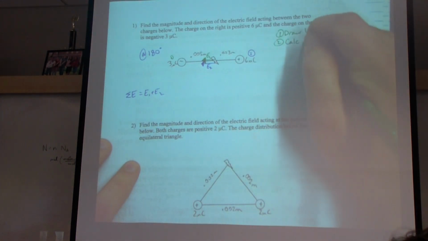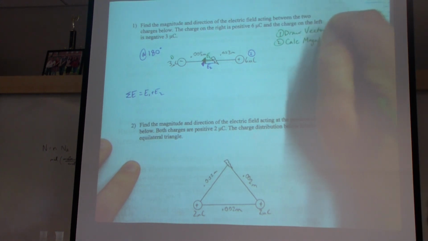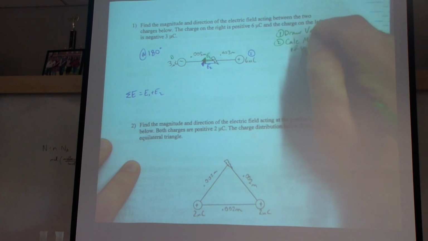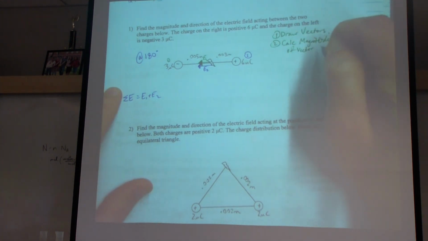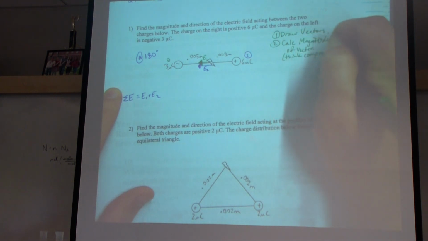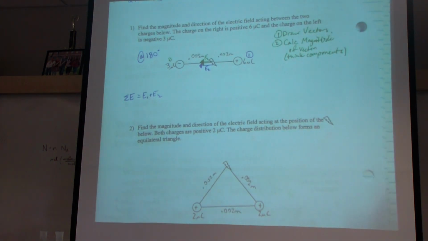Step 2, calculate the magnitude of the vectors. And think about components if you have to. Okay, in this case, we don't have to think about components because they're pointing in the same direction. There's no real angles involved.